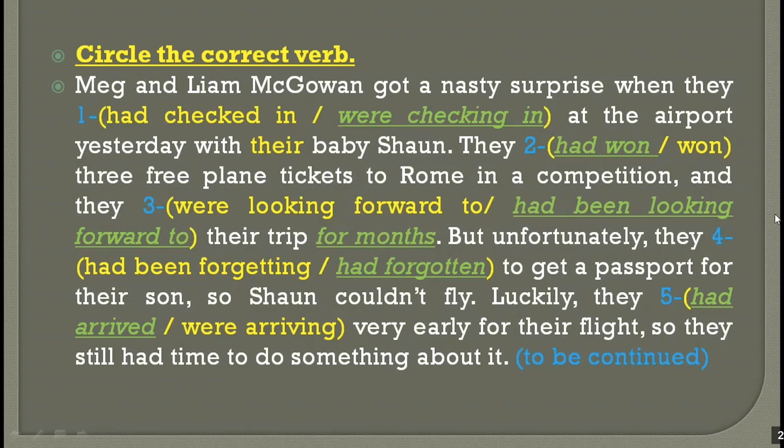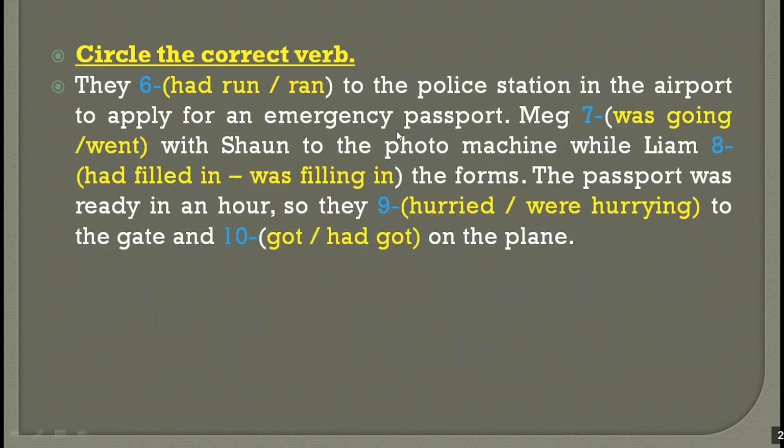But unfortunately, they had forgotten to get the passport, past perfect simple, for their son. So Sean couldn't fly. Luckily, they had arrived, past perfect simple, very early for the flight, so they still had time to do something about it. We're gonna continue the same story. Read the rest of the story and also choose the right tenses.